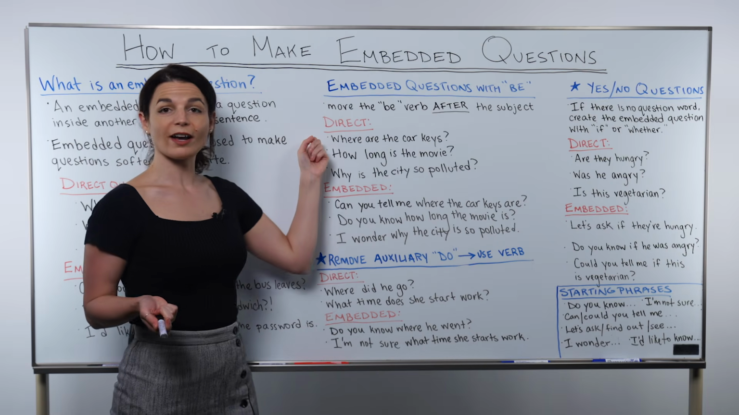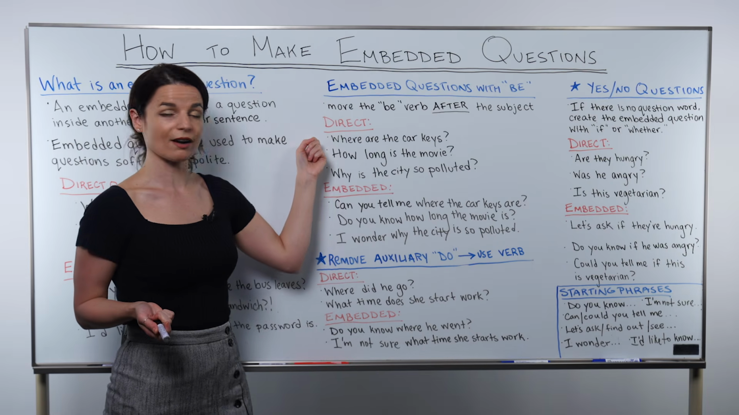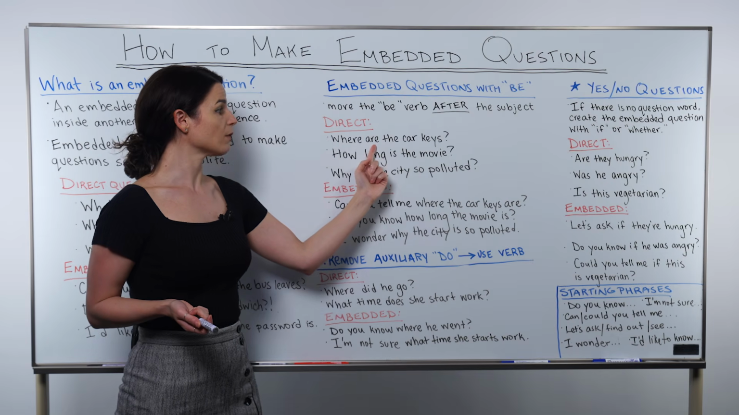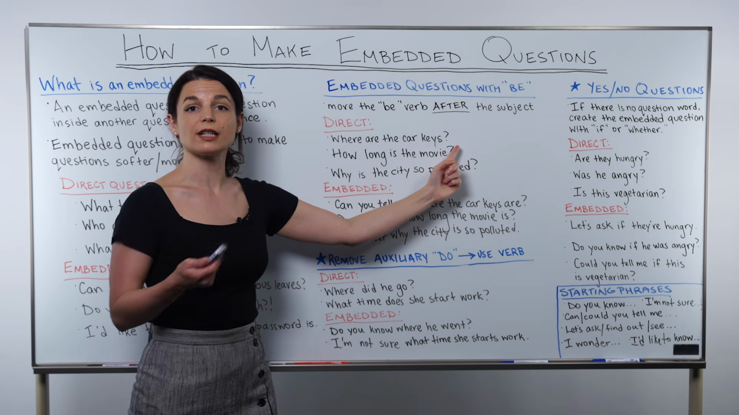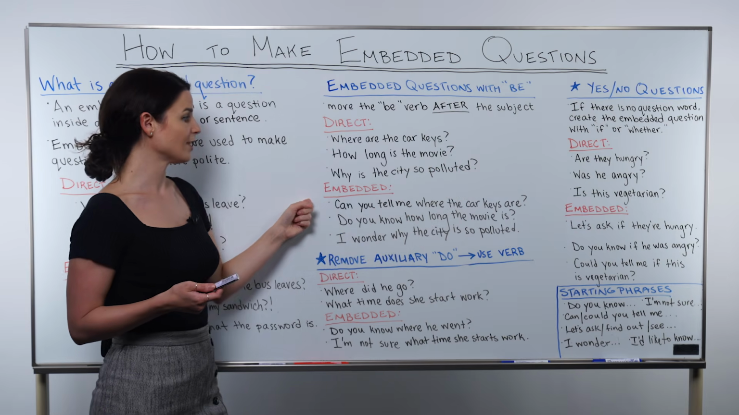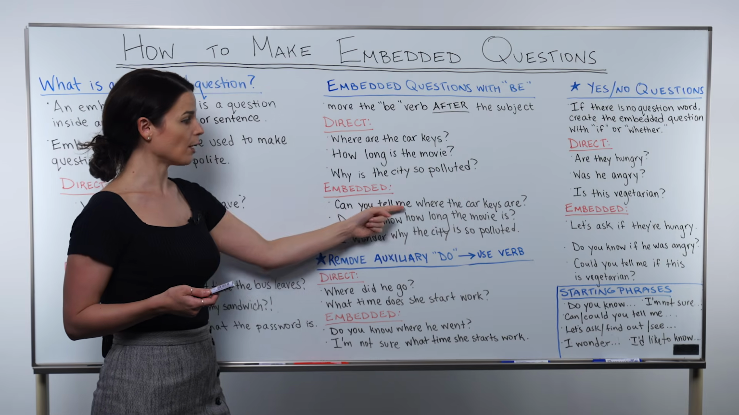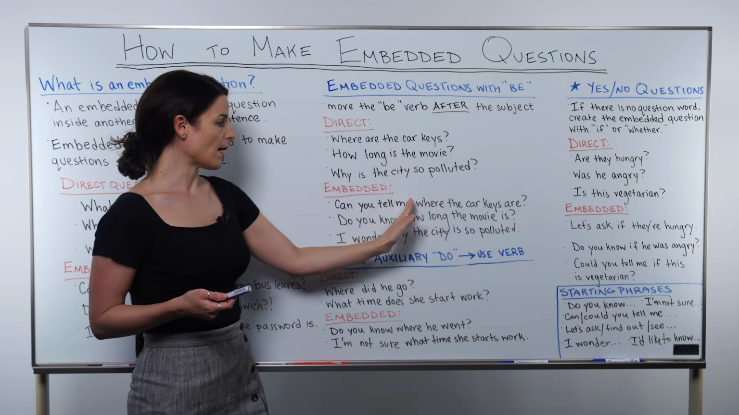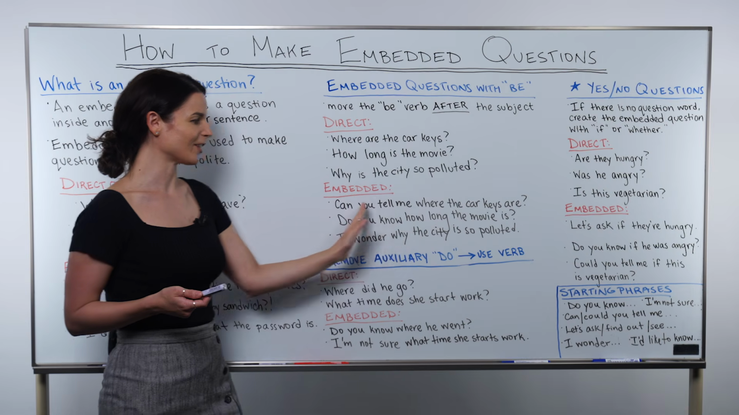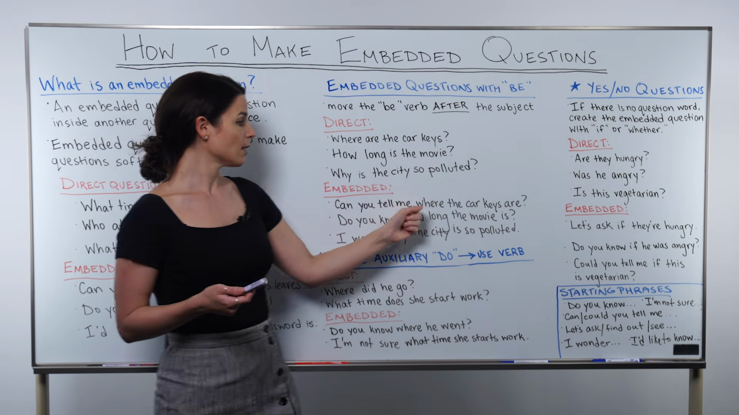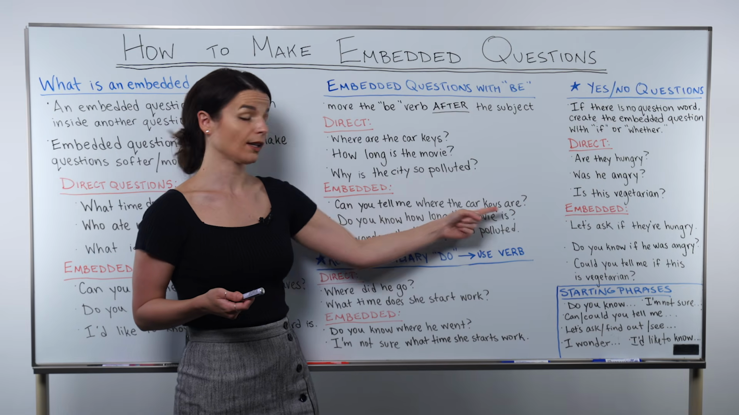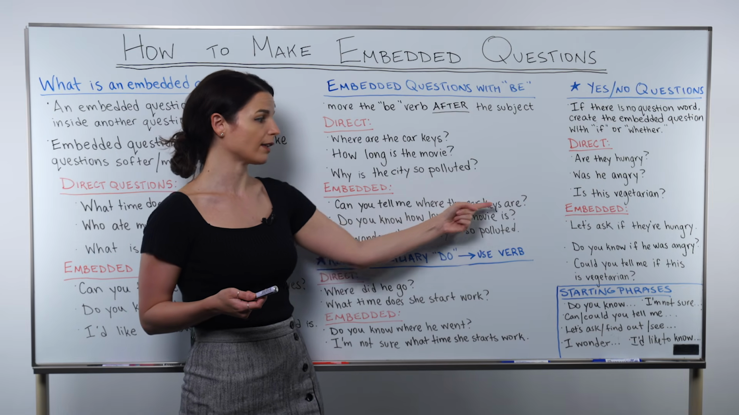First, where are the car keys? Here is my be verb. So we need to move this after the subject to create an embedded question. Here's my sample. Can you tell me where the car keys are? So here is my embedded question. I'm starting the question, can you tell me? And the direct question is here with the new grammar.